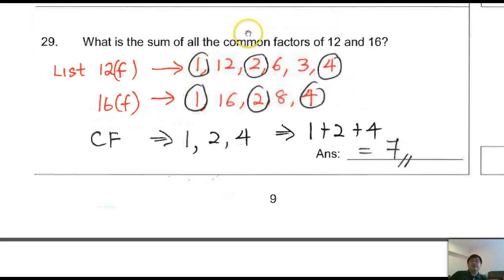What is the sum of the common factors? Now these are common factors. The common factors are 1, 2, and 4. Sum means you add them up. Answer is 7.